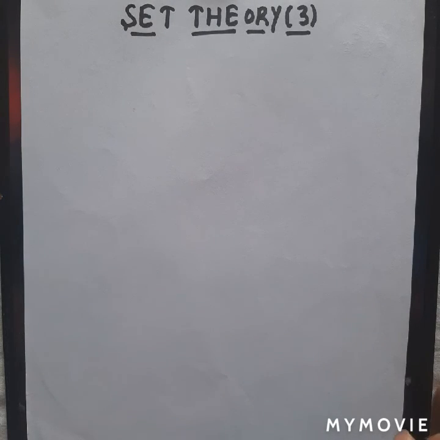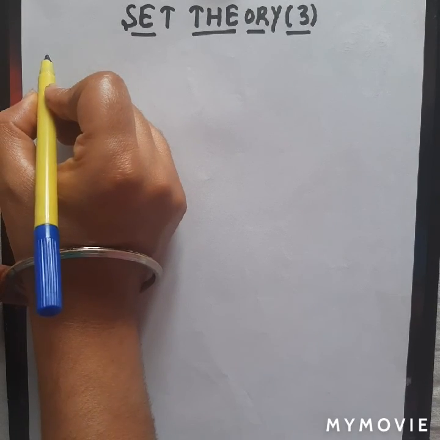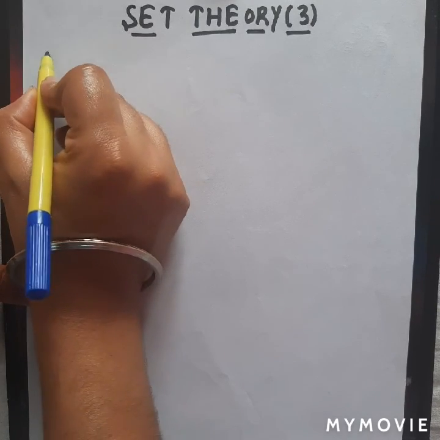This is part 3 of set theory. Here we will further do some other properties related to sets, like union of two sets, intersection of two sets, difference of two sets, then what are disjoint sets, Venn diagram, representation of these sets on Venn diagram, then some other properties and Cartesian product of two sets. So I will start with union of two sets.